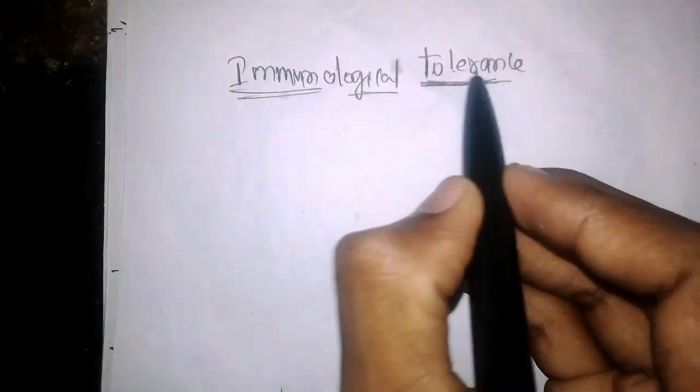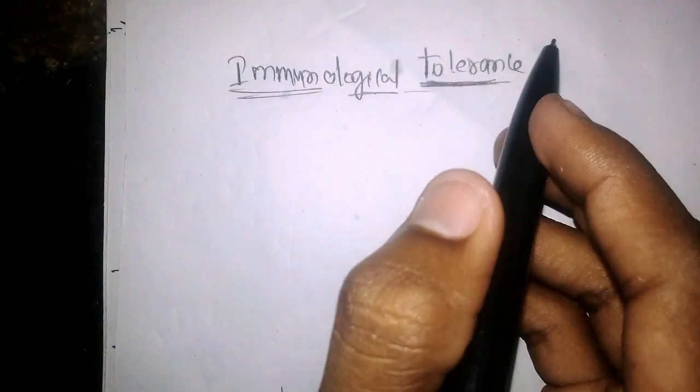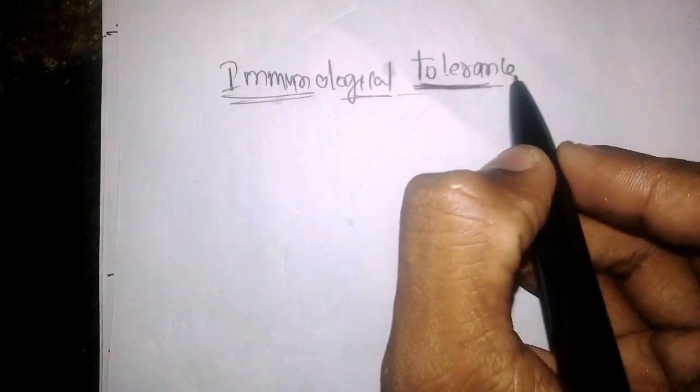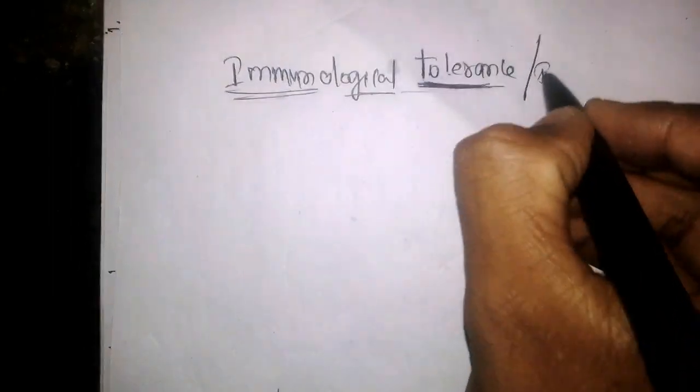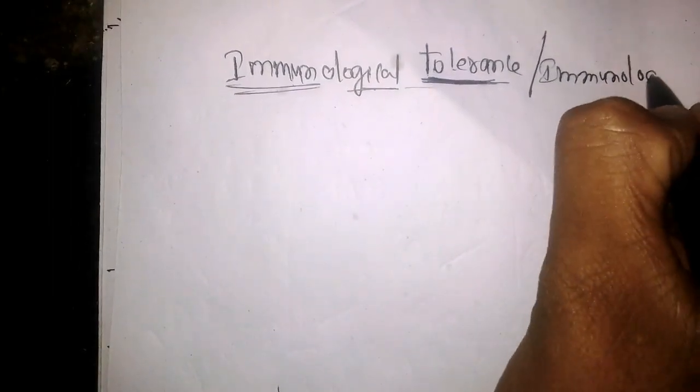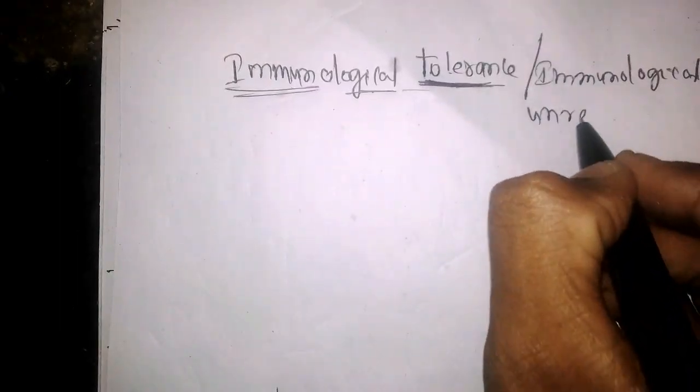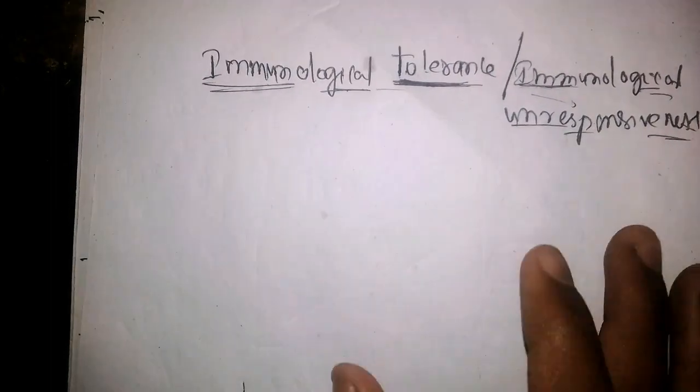Let us discuss immunological tolerance. This immunological tolerance is also called immunological unresponsiveness. See, the name itself, the heading itself, says immunological unresponsiveness.